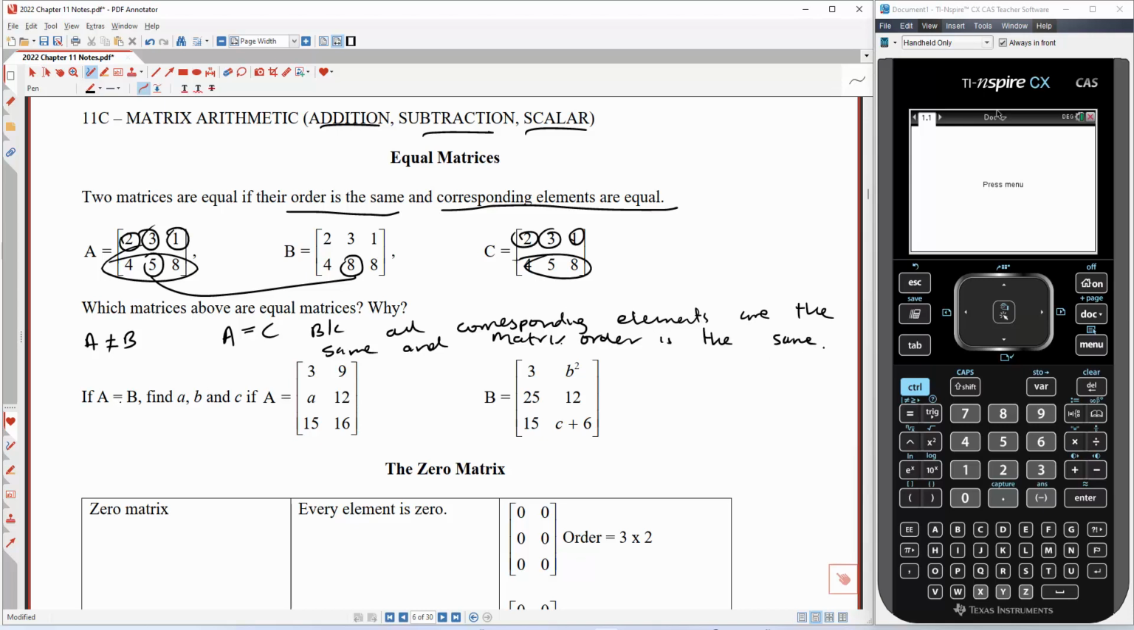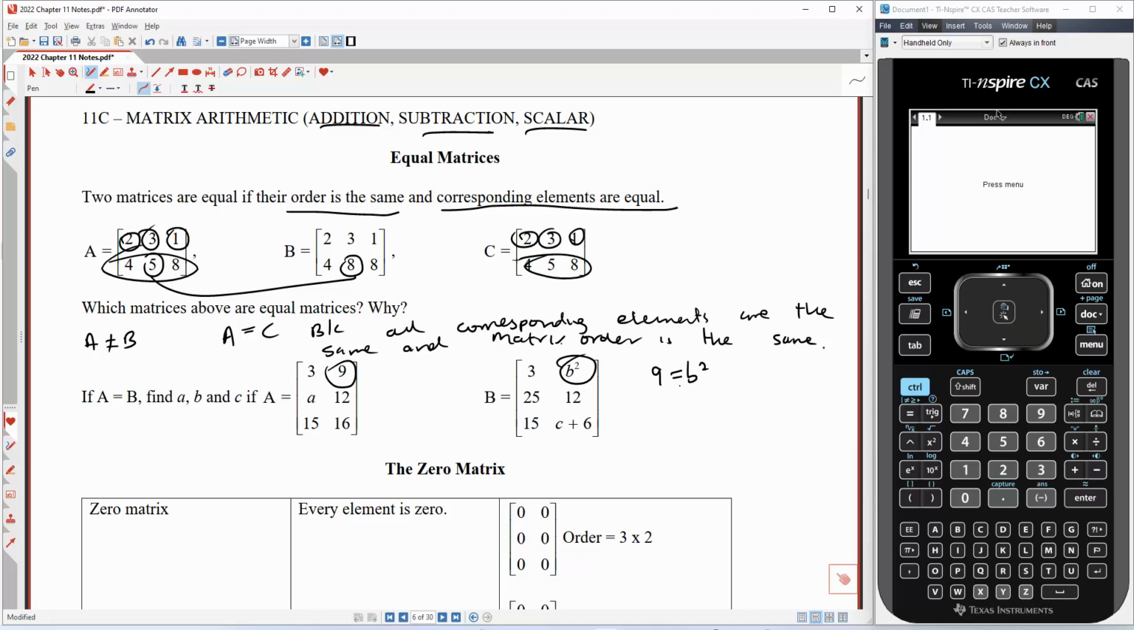All right, if A is the same as B, find A, B, C if A is this and B is this. All right, so they're telling us that these two matrices are equal. So 3 equals 3. Now 9 equals B squared.